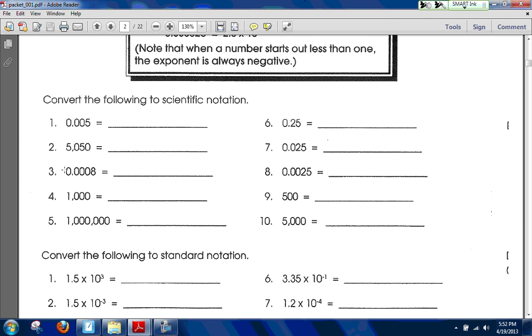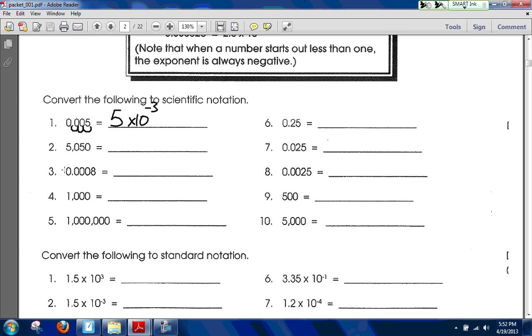And 0.005, if we're going to write it in scientific notation, remember our goal is to have 1 non-zero digit to the left of the decimal. So my decimal has to move 1, 2, 3 places. And I will get 5 times 10. And since I moved my decimal to the right, I put a negative. And it'll be 3 places that I moved it. This is 5 times 10 to the negative 3rd power.